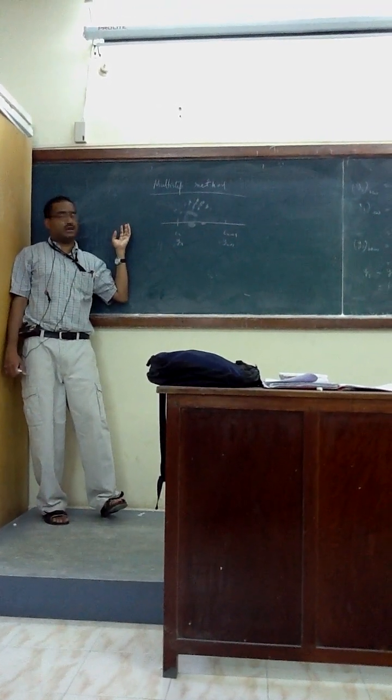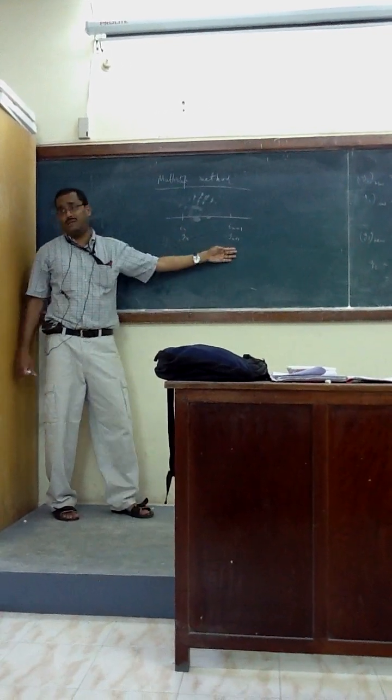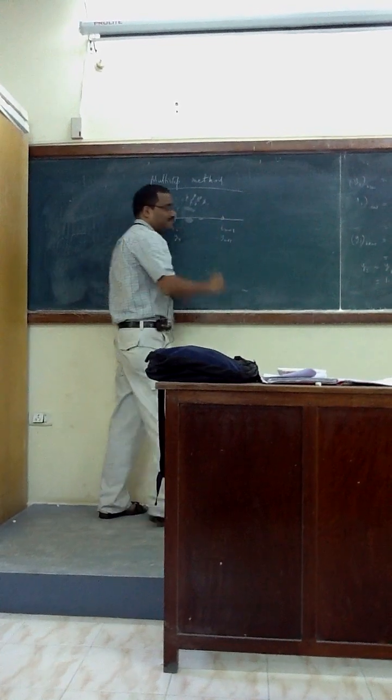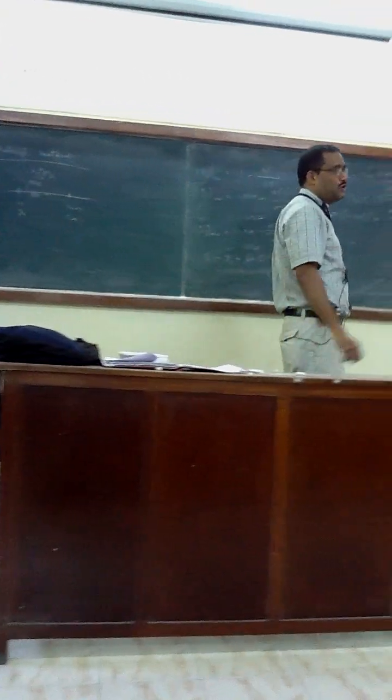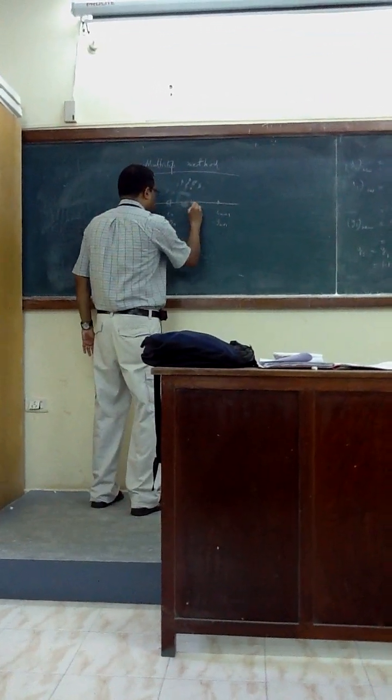Implicit method, what actually happens? Yn plus 1 is expressed in terms of Yn and Yn plus 1 in terms of the solution. But still, you are using these 2 points. Sometimes you will say, no, I want to have intermediate information.